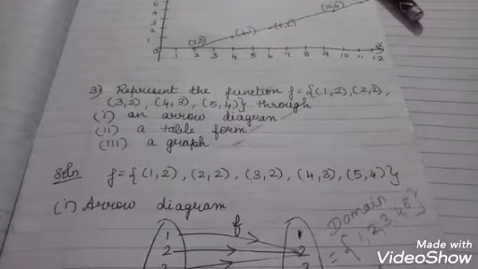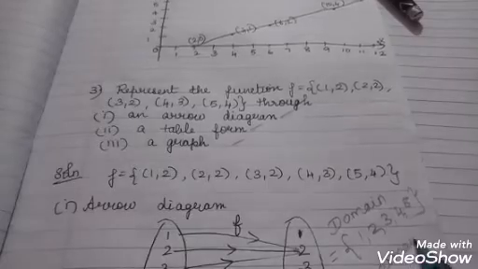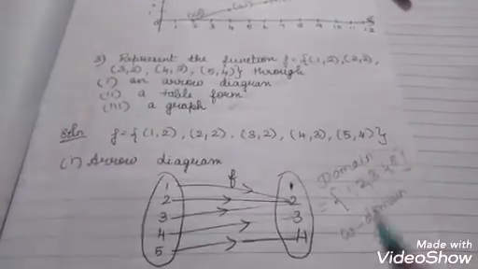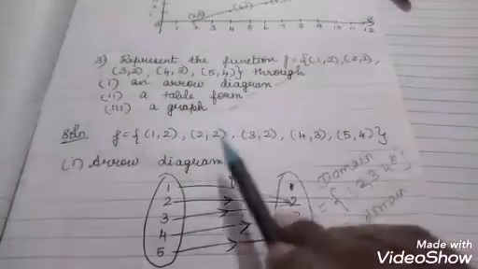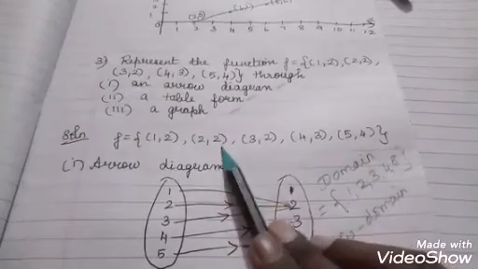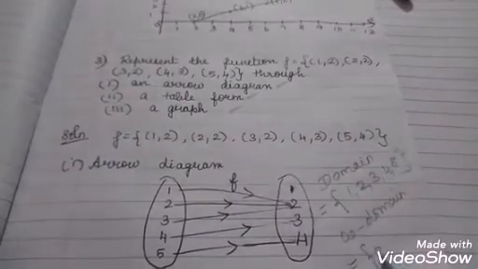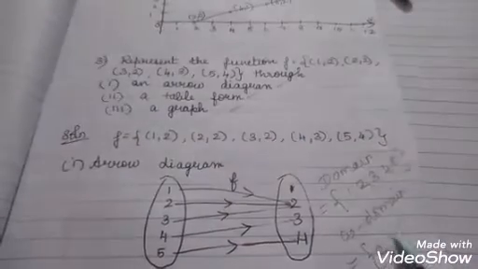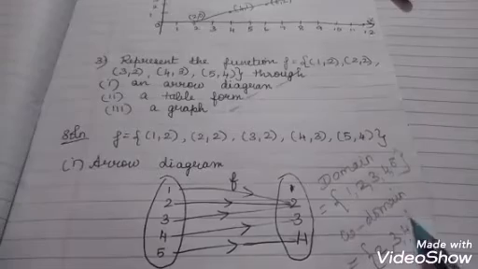Now what are the codomain elements? What will I get here? The codomain elements are 2, again 2, again 2, so it's enough if I write it once. Here again it is 3 and then you have 4.